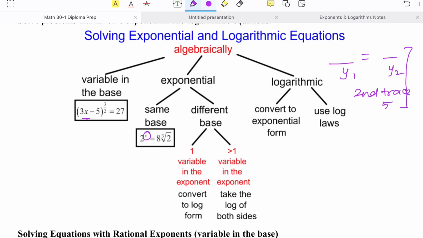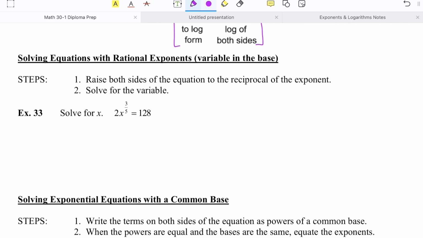So if there is one variable, you convert it into log form. If there is more than one, you take log on both sides. For a logarithm variable, you convert it either into exponential form or you use the log laws that we talked about previously on the video. Okay, so let's try a few questions.